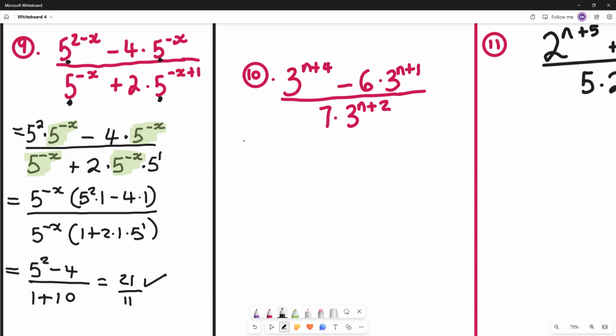Let's quickly jump to number 10. This is the base with a letter. This is the base with a letter. And that is the base with a letter. And all of them are prime bases.